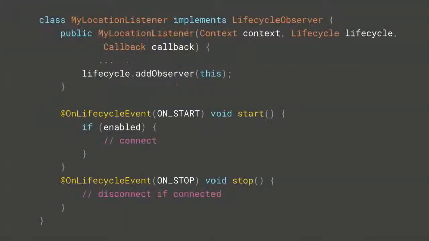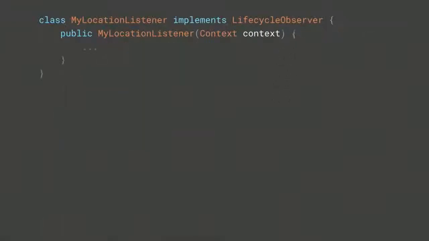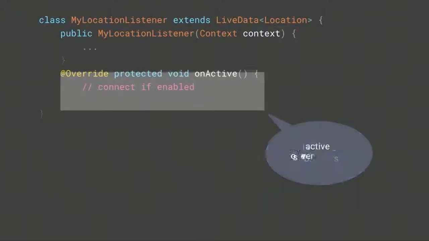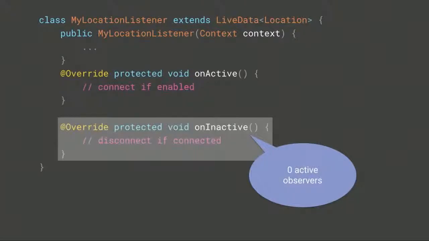So if we want to change our location listener to use this new API, we get rid of all the unnecessary things. All we need is a context to connect. But we say, this is a LiveData. This is a LiveData of a location. And we get these two new methods. One of them is onActive, which means you have an active observer. And the other one is onInactive, which means you don't have any observers that are active.